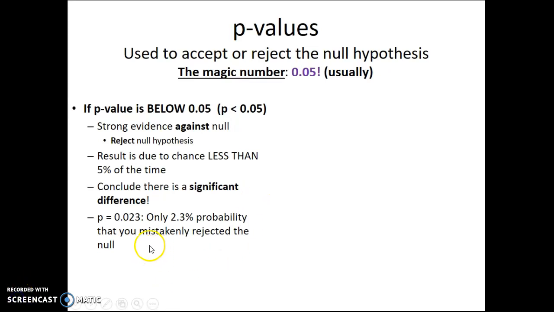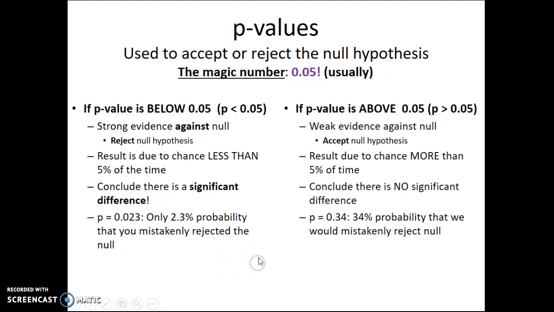So for example, say you get a p-value of 0.023, you'd be saying that there's only a 2.3% probability that you have mistakenly rejected the null. So you have a pretty strong probability there. Conversely, if you have a high p-value, above that 0.05 threshold, you accept the null hypothesis because you don't have strong enough evidence against the null.